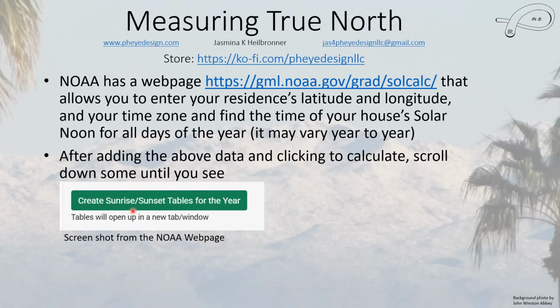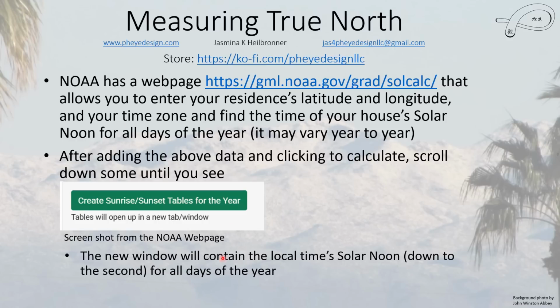And it says create sunrise sunset tables for the year. Click on that. And as it says, a new window or tab will open, and that's true. And this new window will contain not just the sunset and sunrise times, it will also contain the local time solar noon, down to the second for all days of the year. So this is why this is so useful, because you can do this at any point in time.